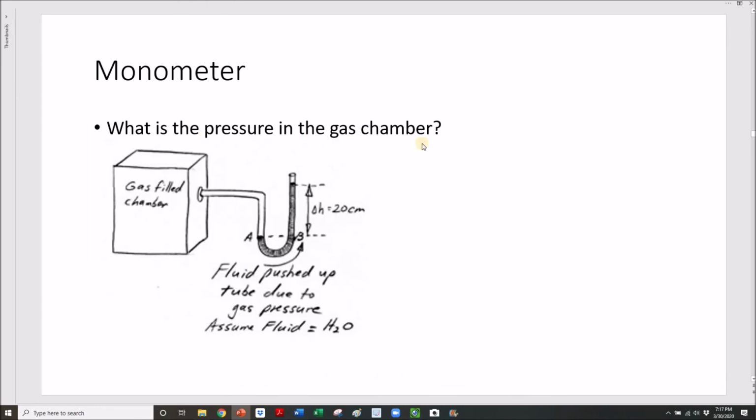What's the pressure in the chamber here? This is called a manometer. It's just a way that you can have a gas inside here, and it pushes out through this tube, and it pushes this liquid up. And knowing the difference between this point A and the top, in this case it's 20 centimeters, you can work backwards to figure out what the pressure is here at B, and that has to be the same pressure as A, which has to be the same as the pressure of the gas inside the chamber.